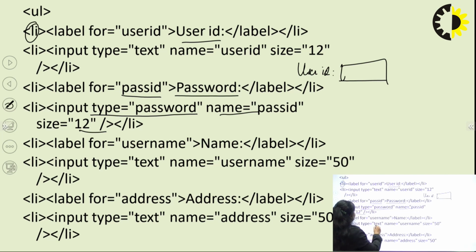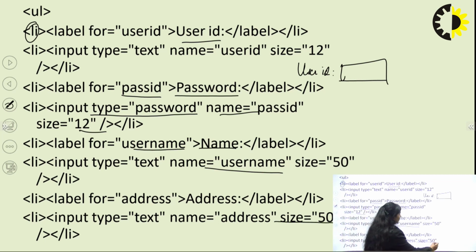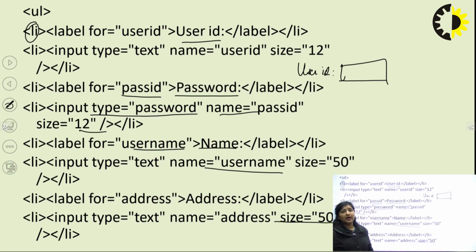The other thing is the username. Name is there, text type, it is the username. Again, after username, a text box will be visible which is asking for the username. After that, address is there. For the address, again we have a text box and the size of the address has been fixed to 50. That means we cannot have an address of more than size 50.